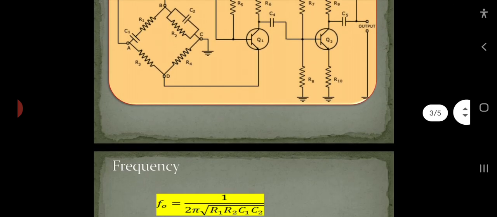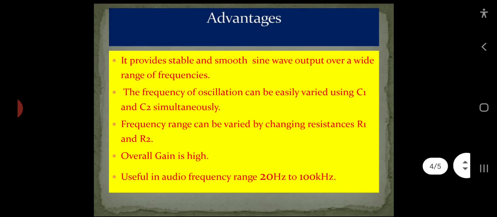Now, what are the advantages? It provides a stable and smooth sine wave output over a wide range of frequencies. The second advantage is that the frequency of oscillation can be easily varied using the C1 and C2 capacitors simultaneously. This is the beauty of this oscillator. The frequency range can be varied by changing the resistances R1 and R2, and the overall gain is very high. This oscillator can be used in the audio frequency range from 20 hertz to 100 kilohertz.